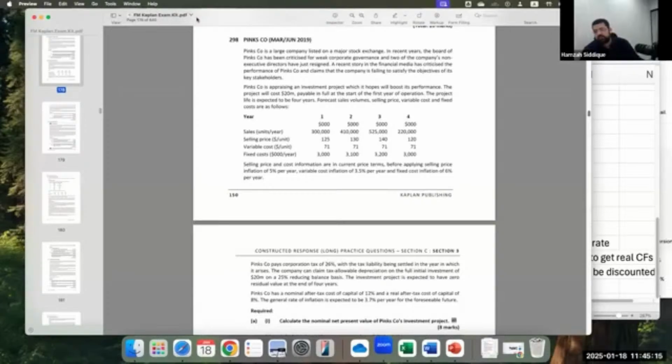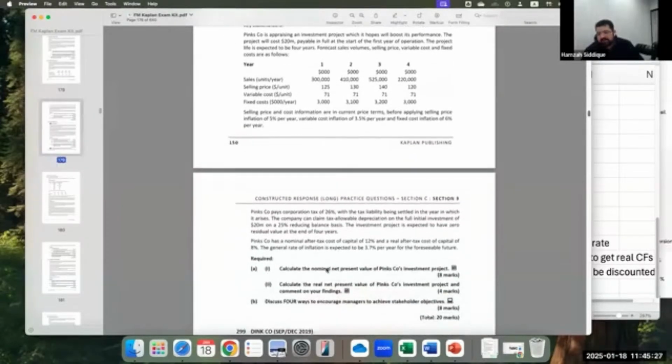Yes. So question number 298. In front of you. We are going to do this question. Calculate the nominal NPV, 8 marks. Real NPV. So we are going to do it now.